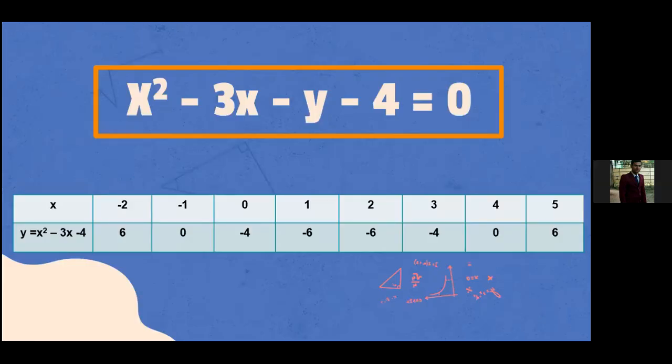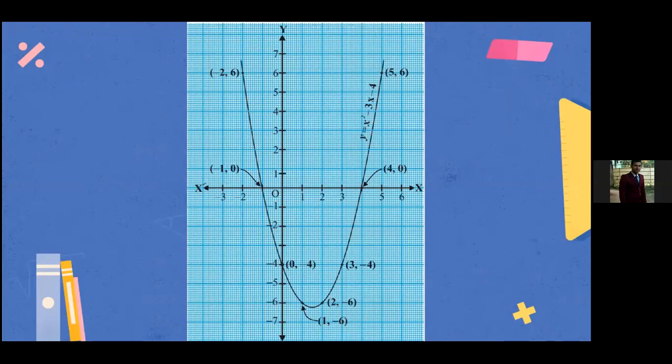So now we have taken one quadratic polynomial, x square minus 3x minus y minus 4, and we have taken its zeros also. In this graph, we have plotted the zeros of the polynomial and we have obtained a parabola, as it is said that when we plot the zeros of a quadratic polynomial, we obtain a parabola.